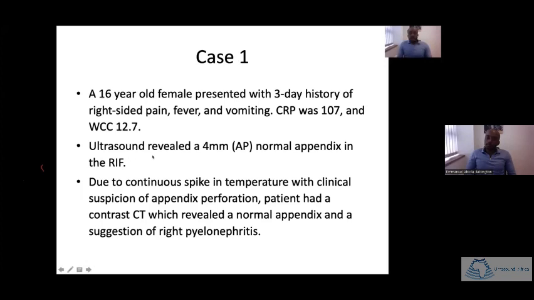So ultrasound on this patient revealed a 4 millimeter normal appendix in the right iliac fossa, and due to the continual spike in temperature and the clinical suspicion of appendix perforation, the clinicians were thinking it might be a perforated appendix, because even after having the ultrasound, they still thought the appendix can't be normal, she must have some kind of pathology. So this time we have a contrast CT examination, which also revealed a normal appendix and suggested mild pyelonephritis.